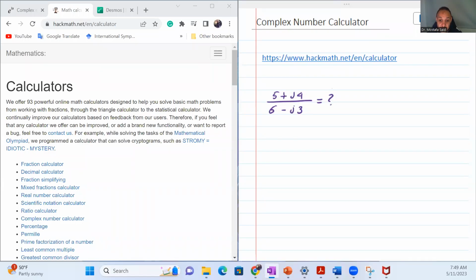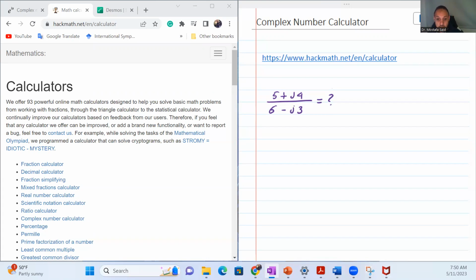Hello guys, in this video we're gonna explore a very easy way to do complex number calculations. In circuit analysis or any other field of science, we usually use complex numbers, especially in my specialization, electrical engineering. When we do analysis for AC circuits, we use complex numbers a lot.